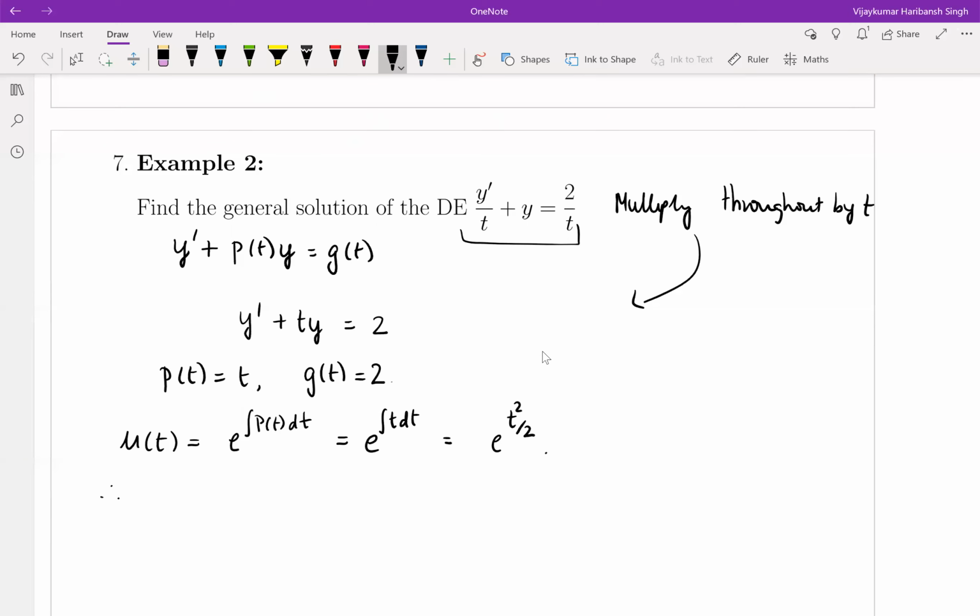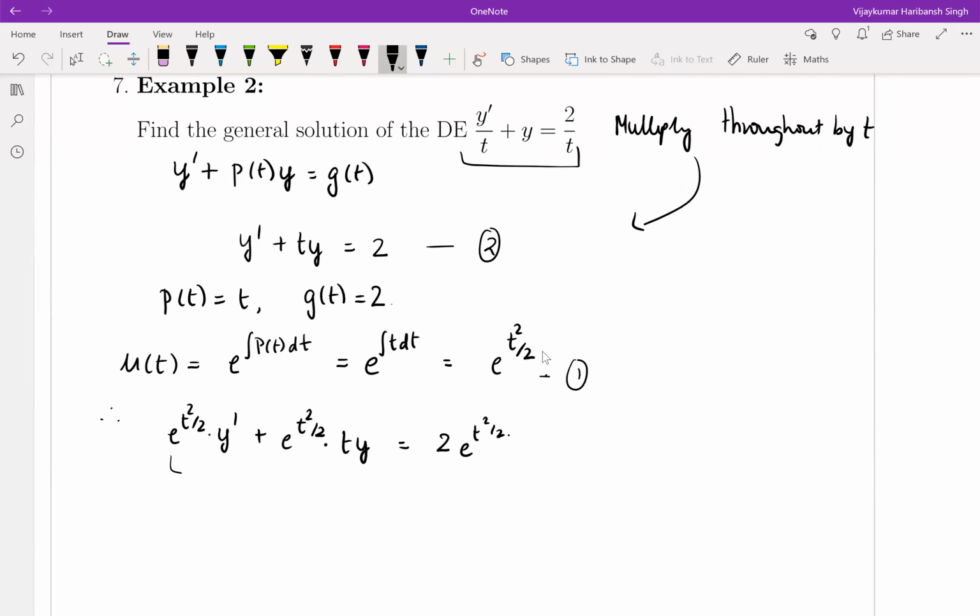Now what is my formula? Either I multiply throughout by the integrating factor, or I can use the formula. Let's multiply throughout. Multiply the equation 2 by mu of t. So we get e to the power t square by 2 times y prime plus e to the power t square by 2 times t y equals 2 e to the power t square by 2.